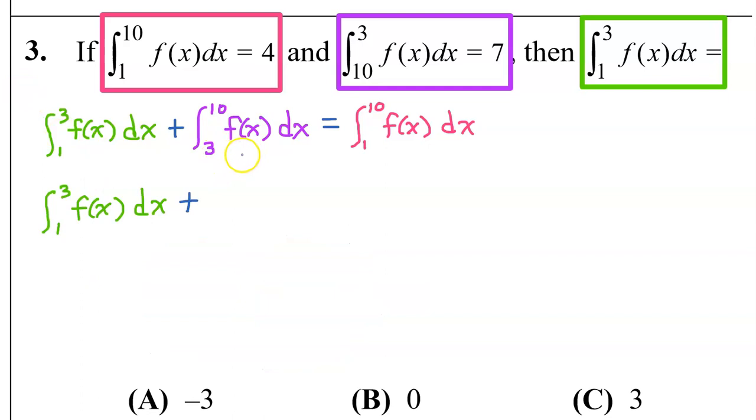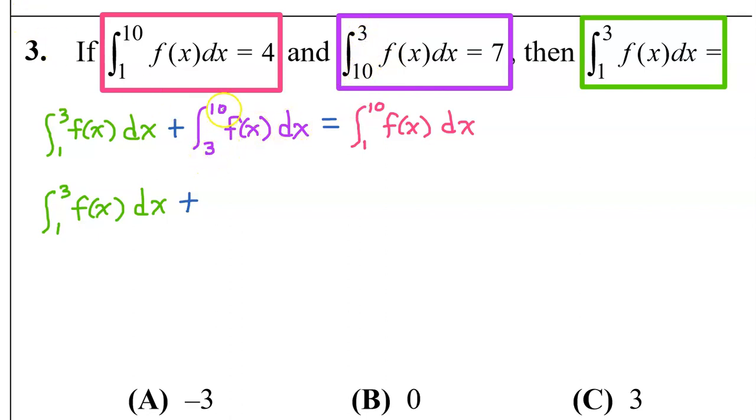Next, here comes a potential pitfall that I need you to watch out for. We need this integral right here to be the integral from 3 to 10 in order to complete this sort of chain that we have going. We've got 1 to 3, 3 to 10 is equal to 1 to 10. However, the integral that they gave us was backwards. They gave us the integral from 10 to 3, right? See how that's like big to small? That's weird. So we need to reverse this.